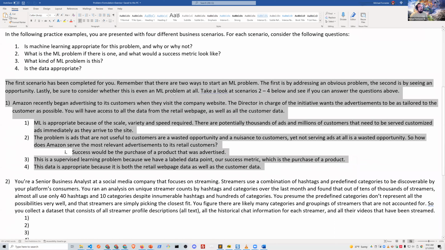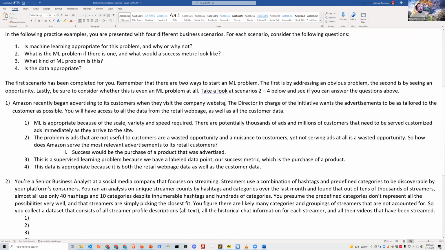So for example, the first scenario is done for you. Amazon recently began to advertise to its customers when they visit the company website, and the director in charge of the initiative wants the advertisements to be as tailored and personalized, that's my word, to the customer as possible. You will have access to all the data from the retail webpage, as well as all of the customer data. This is Amazon.com. So let me ask you a few questions. First of all, is this a large scale problem or a small scale problem if you're dealing with a website like Amazon.com?